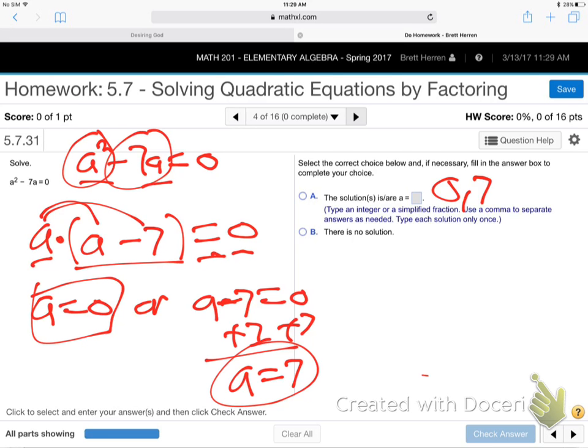Does that make sense? So this time it was A alone. One of the items was just A, and the other was A minus 7. Remember we said each one equal to their own 0, and solve. Is that good? Questions on that?